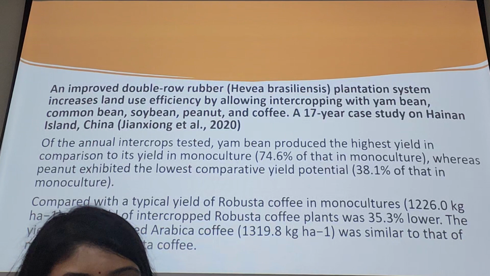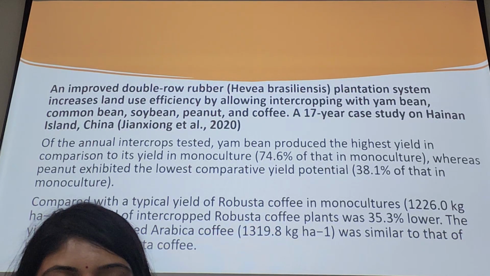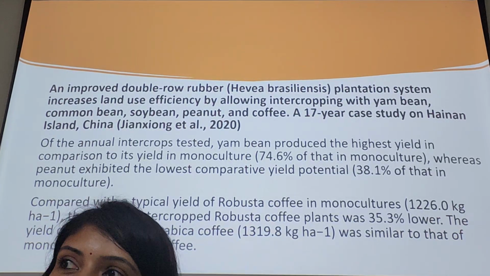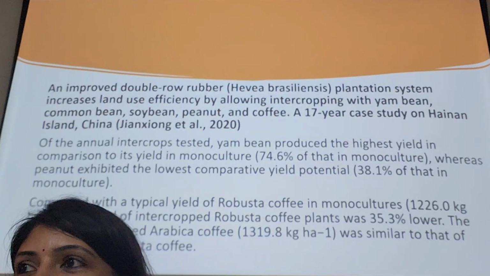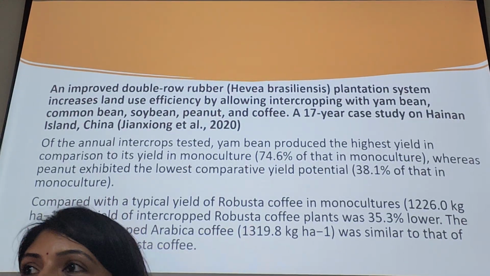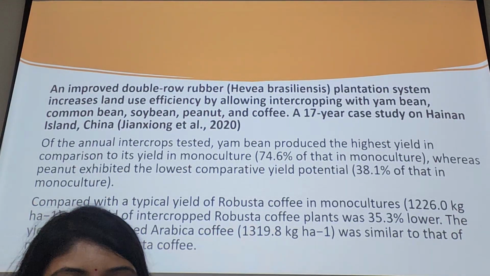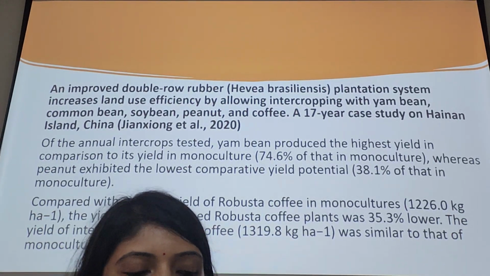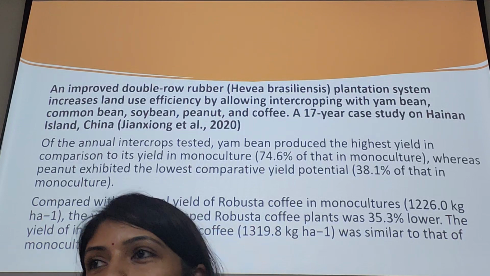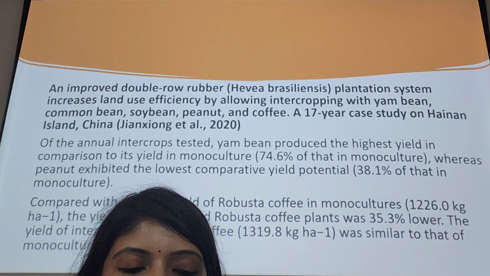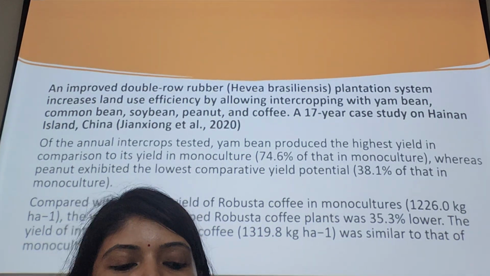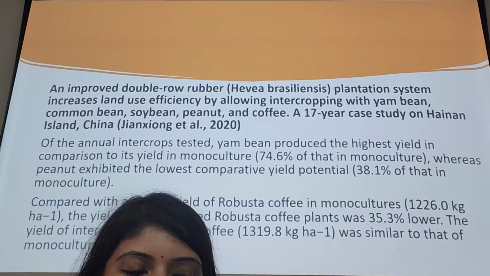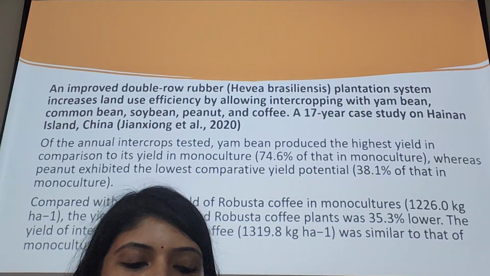However, in terms of coffee, it was actually lower yield compared to monocrop. So when you intercrop, coffee yield was lower, and Arabica coffee was similar to that of monoculture of Robusta coffee. So the higher yield was only got from yam bean and also peanut.